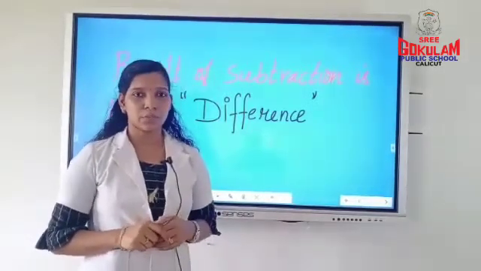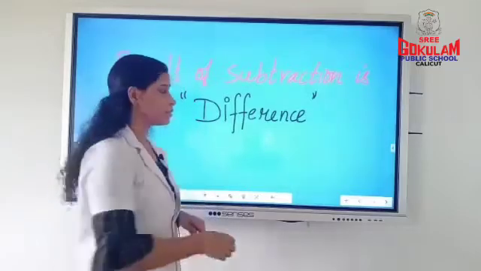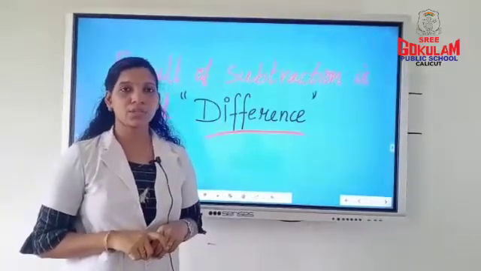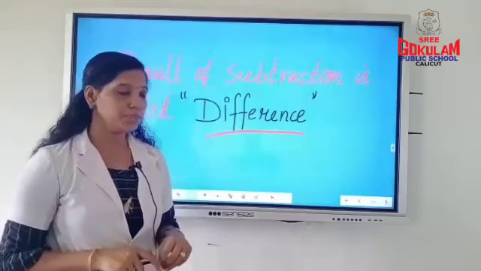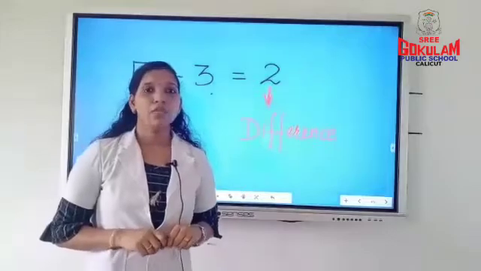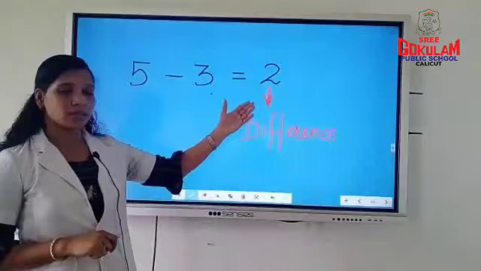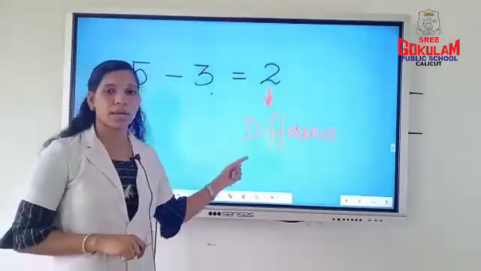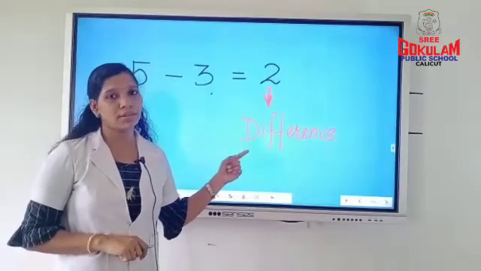What is the result of subtraction? The answer you get is known as difference. The result of subtraction is known as difference. For example, 5 minus 3 is equal to 2. Here 2 is known as the difference. So the result of subtraction is known as difference.